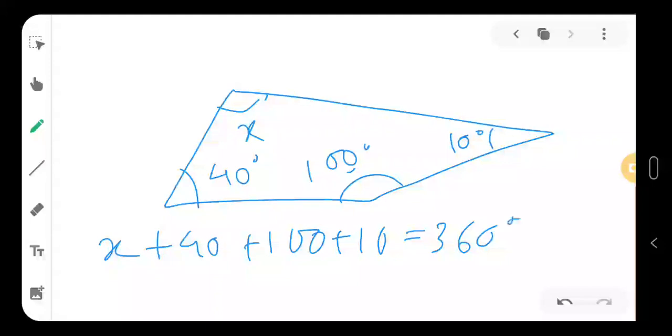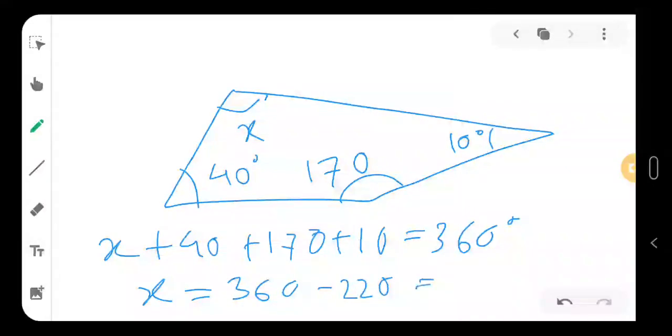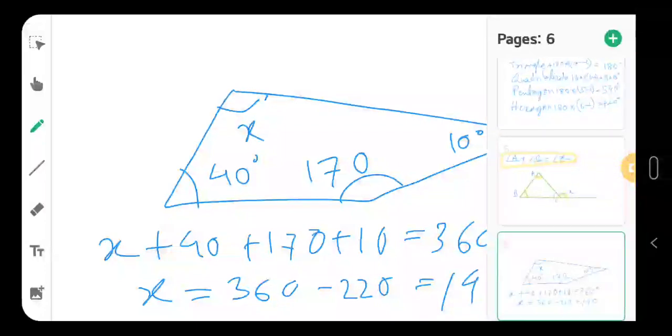I think I have to take some different values. Let's say this is 170 degrees or something like that. In that case, this first portion will be like that, and we will get 220 degrees. So I am writing x is equal to 360 minus 220. So that means x has to be 140 degrees. This kind of maths can come.